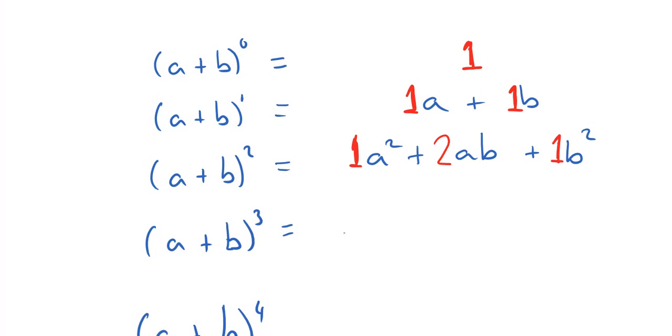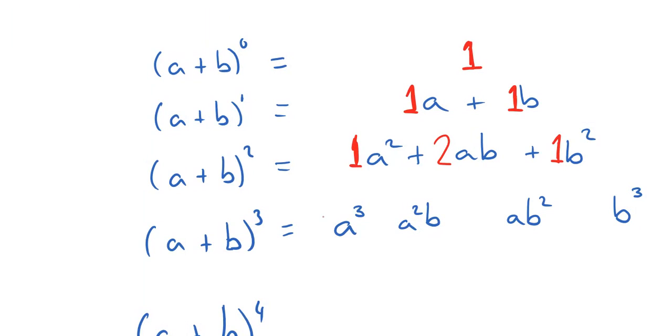So this will have an a cubed in it. It's also going to have a b cubed in it. Now, as well as the a cubed and the b cubed, it's going to have some other things. It's going to have some a squared b's, and it's also going to have some a b squareds.